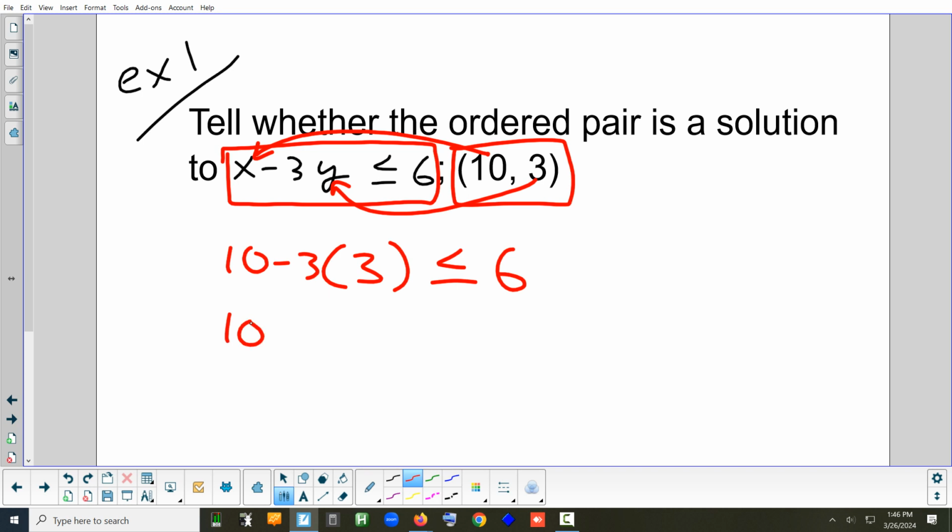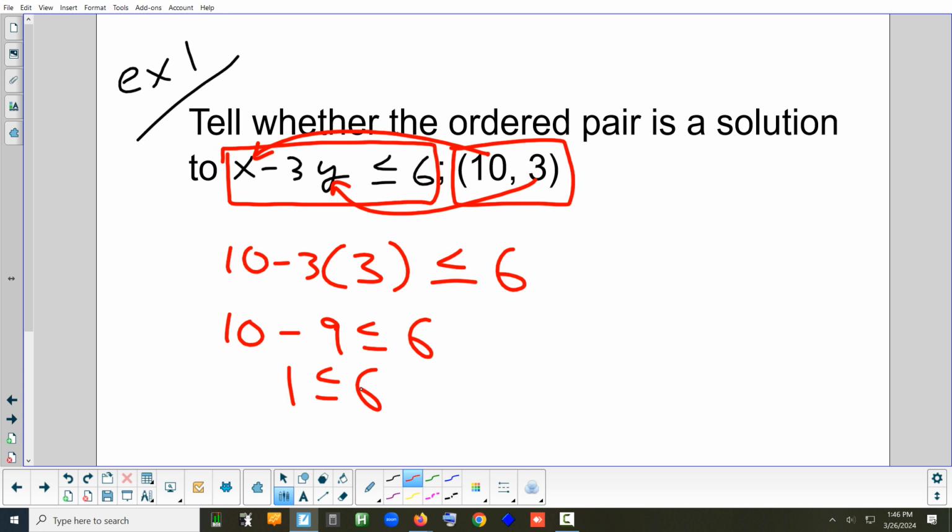What's negative 3 times 3? Negative 9. And what's 10 minus 9? 1. Okay, so is 1 less than or equal to 6? Yes, definitely. So what does that mean about this coordinate then? It's true. And it's a solution.